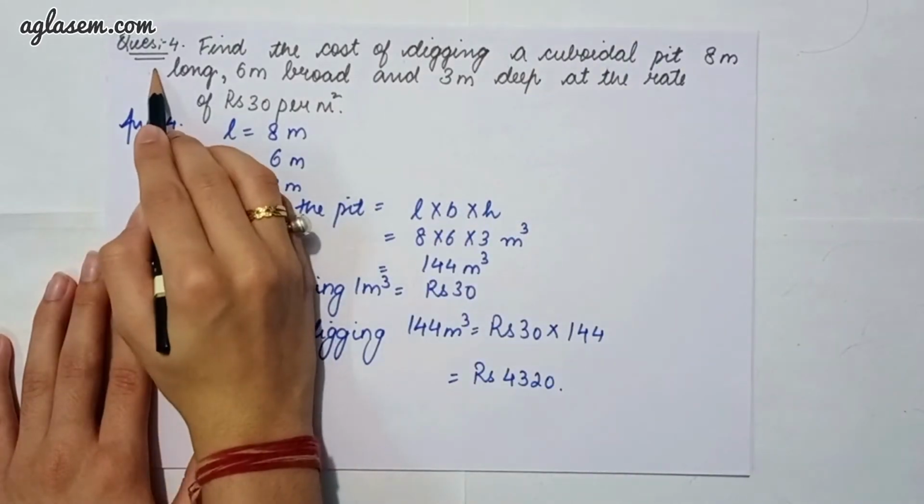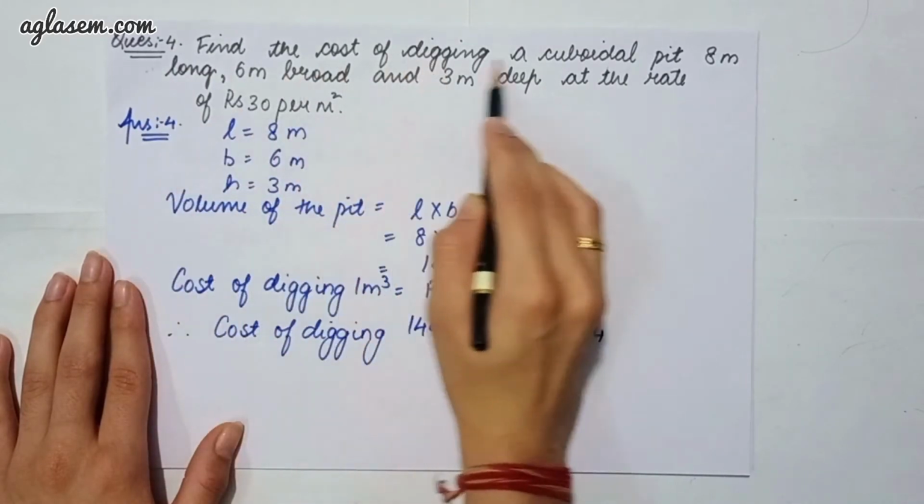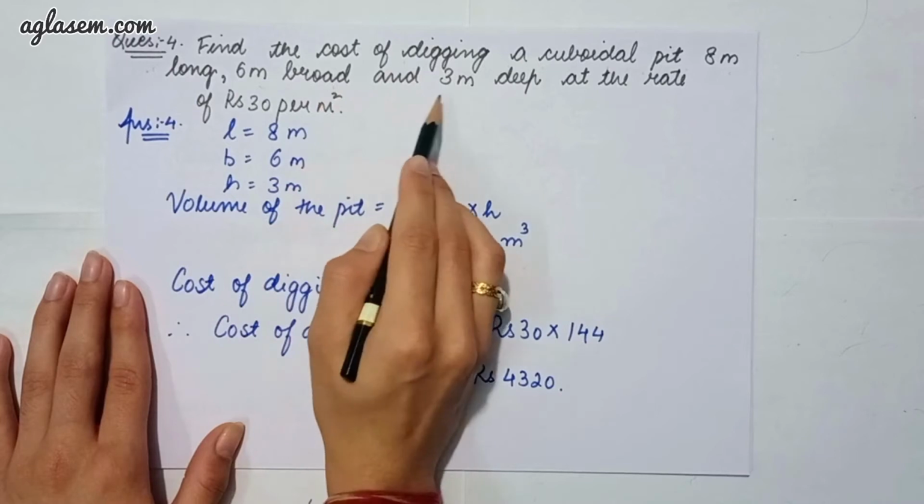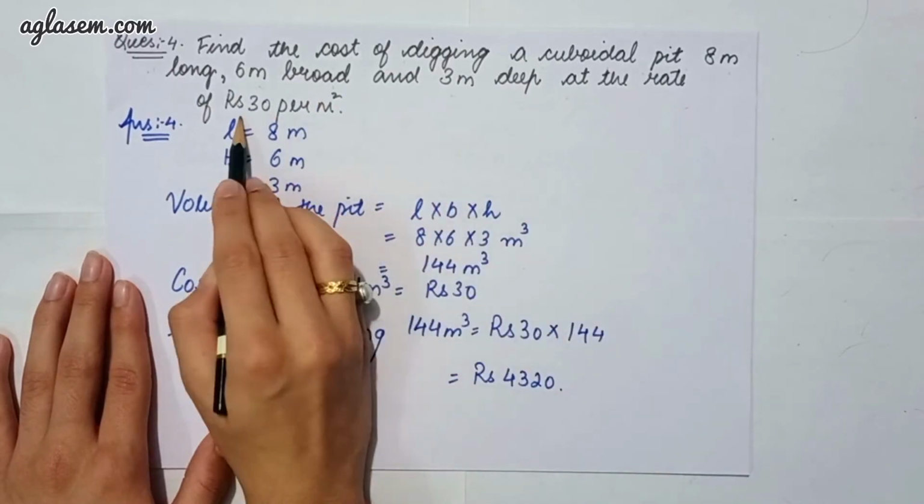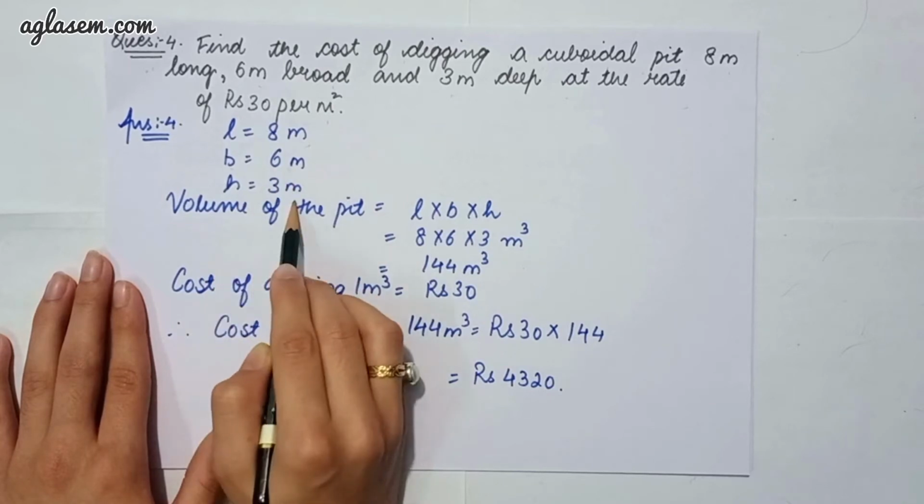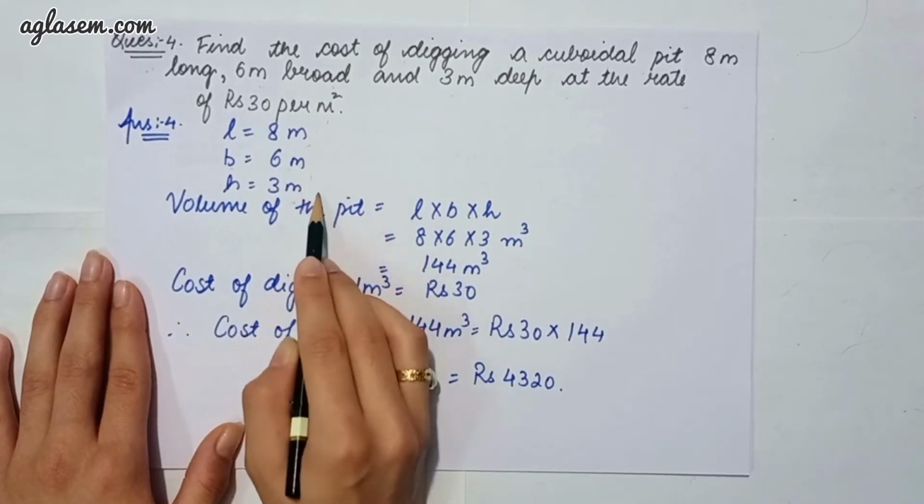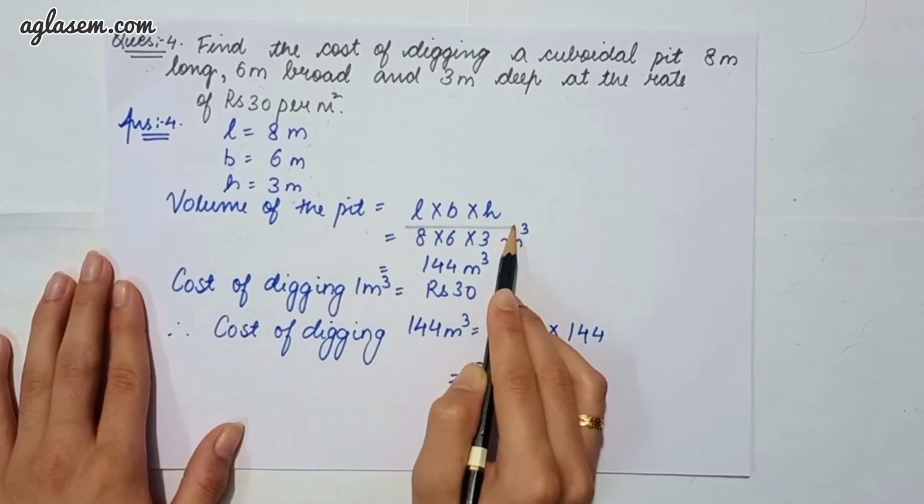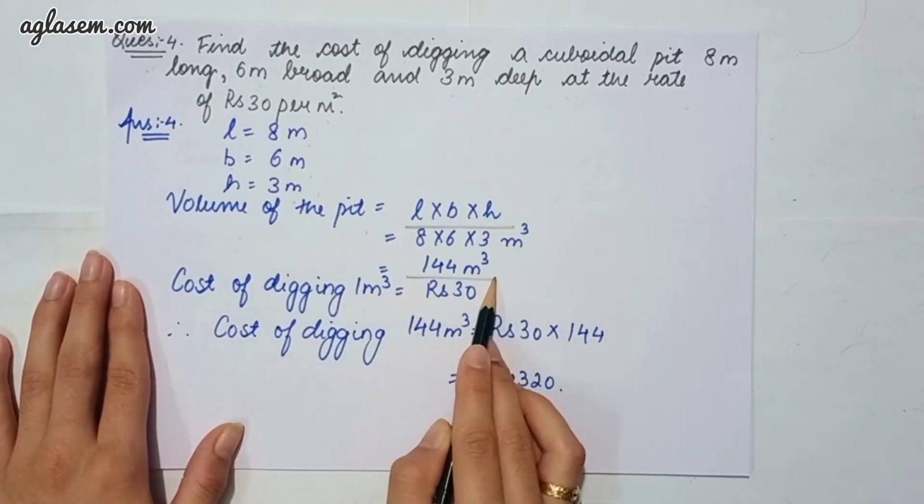Further, moving to question number 4, which says find the cost of digging a cuboidal pit 8 meter long, 6 meter broad and 3 meter deep at the rate of rupees 30 per meter square. So length, breadth, height is given to us, that is 8 meter, 6 meter and 3 meter. Volume of pit we can find as L into B into H. So it will be 144 meter cube.